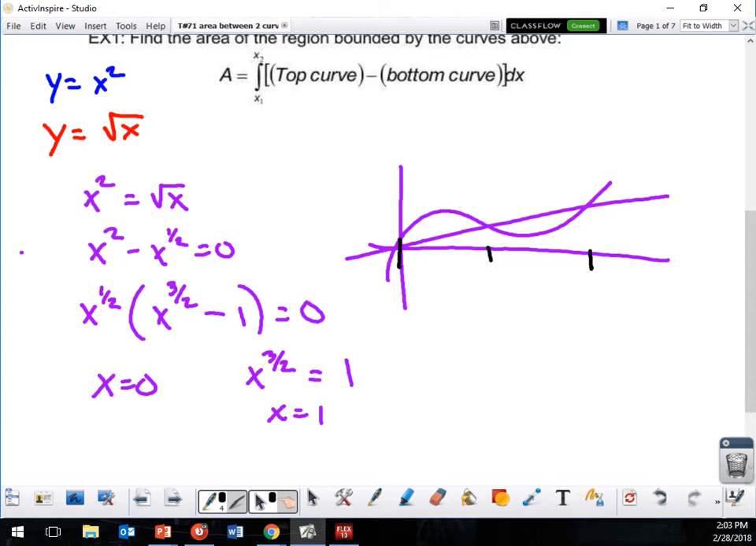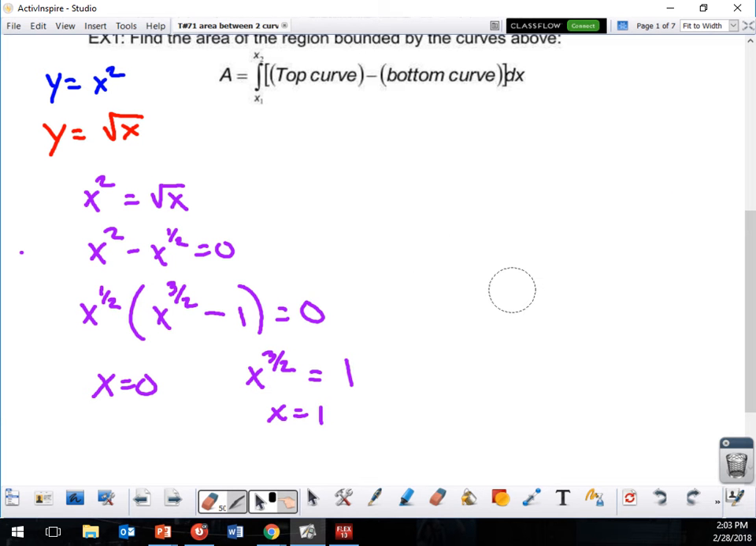If you have a calculator, that's great. Graph it to see which one's on top, and then you can find your points, right? You could do intersection points on your calculator too, right? Yes, to figure out where they intersect. Those are some hacks. They are on the test like that. All right, so we figured out what's on top.